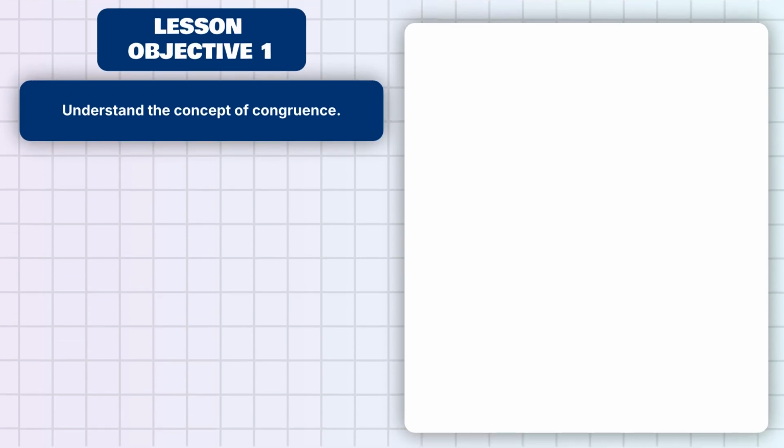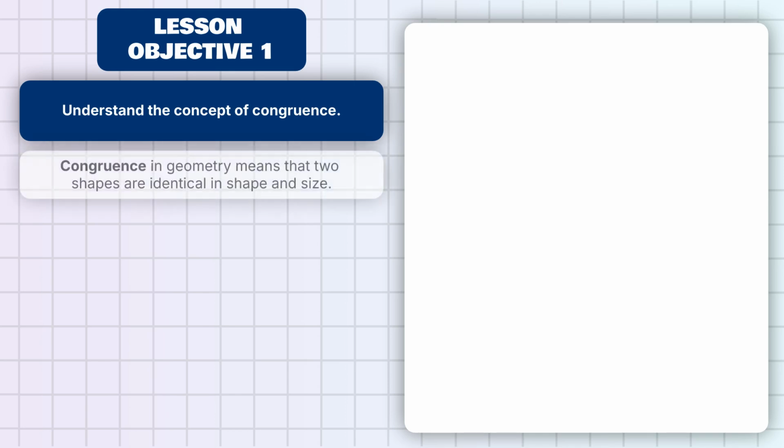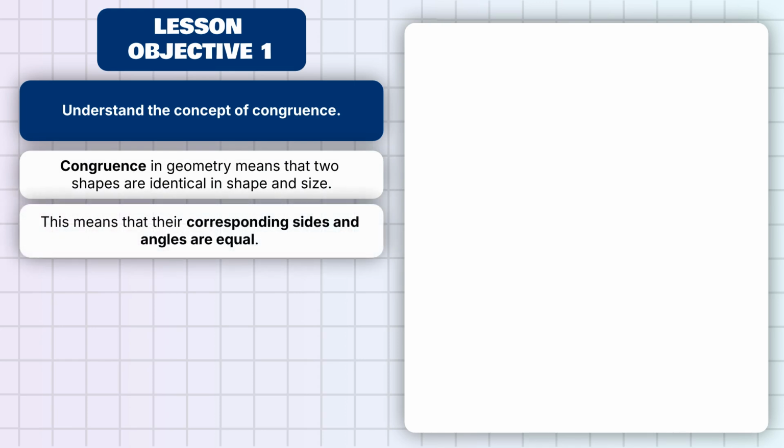So what is congruence? Congruence in geometry means that two shapes are identical in shape and size. This means their corresponding sides and angles are equal. Let's apply this idea to triangles.